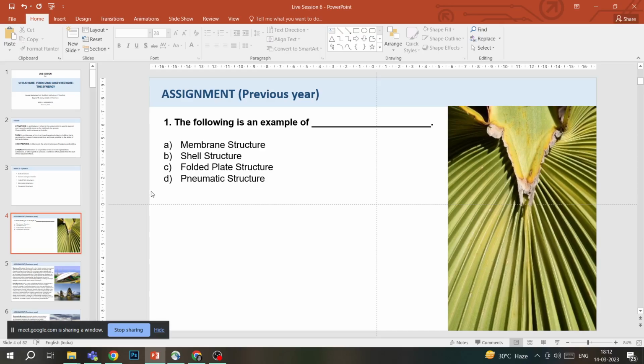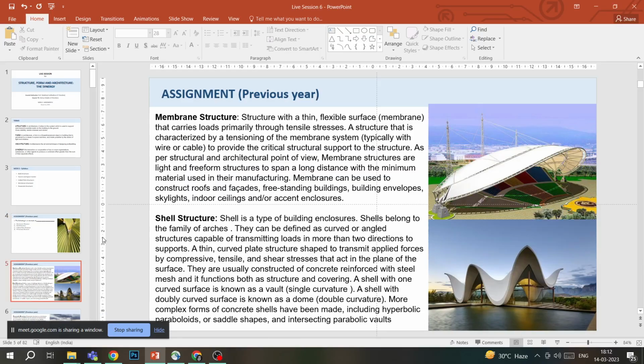is this. So to be able to answer this question, we will first try to understand what all the 4 options that have been given are. The 4 options that have been given are membrane structure, shell structure, folded plate structure, and pneumatic structure. So I will explain all these 4 terms, and we will answer this question.